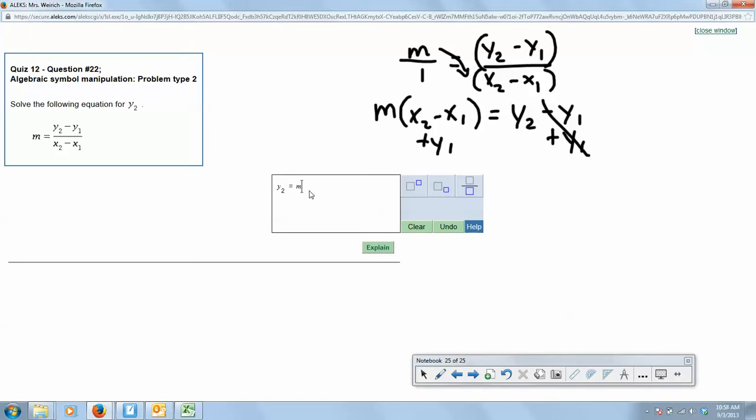y2 equals m, parentheses, x sub 2, and the most common mistake is that people don't write the subs, minus x sub 1, and then close the parentheses, and then you would add y sub 1 to that. So this is this problem type.